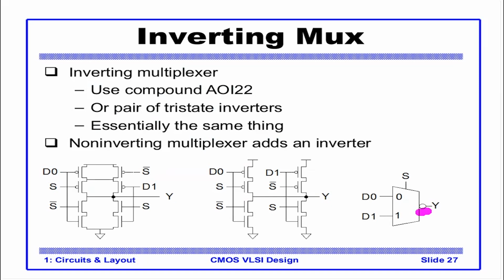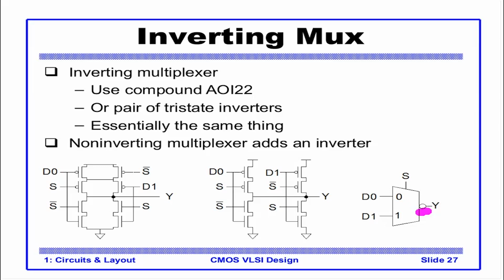Now if we use a simple AOI type of gate, then we see that we need 8 transistors to implement this using static CMOS. How? Let's see the construction here. So D0, let's look at the pull down first.